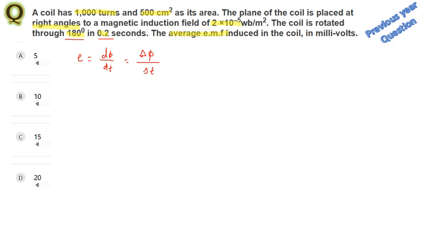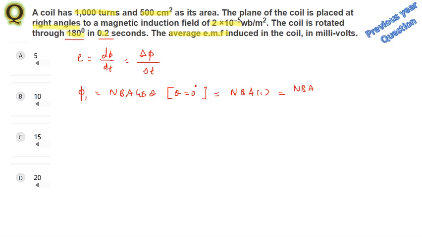For the first case I just mentioned here, that is phi 1, initial at 0 degree. The value here is NBA cos theta. So theta in that case is equal to 0 degree here. So cos 0 here is 1. So the answer in this case is NBA into 1. So here the answer is NBA for the first one.